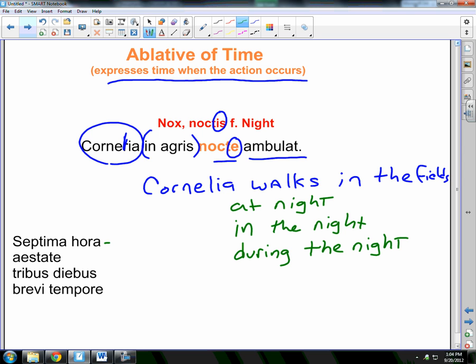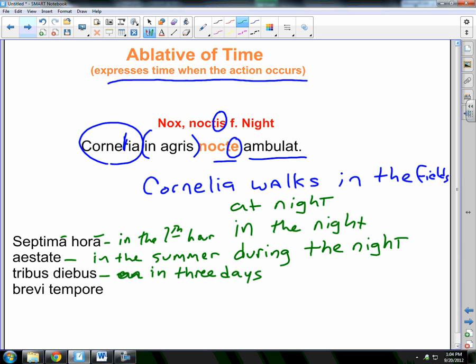These phrases here, again, they would have macrons over those A's. I would translate this as in the seventh hour. For aestate, we would have in the summer. During the summer would be fine as well. Tribus diebus, on the third day, or sorry, in 3 days. During the 3 days would be fine as well. Brevi tempore, in a brief moment.